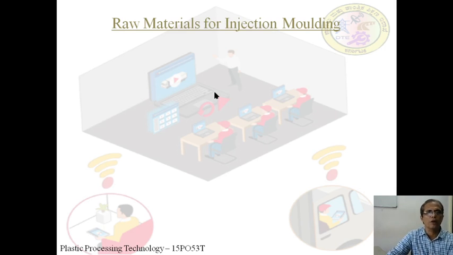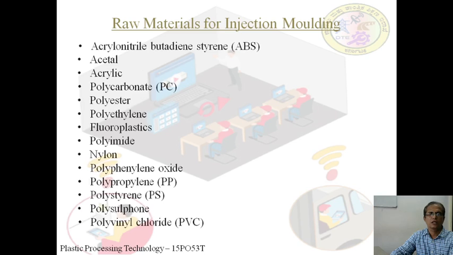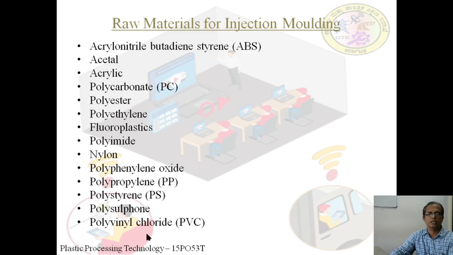Now, what are the raw materials you can make use of for this injection molding process? A list of materials is shown here. First is ABS. ABS stands for acrylonitrile butadiene styrene. Acetal polymer, acrylic polymer, polycarbonates, polyesters, polyethylene, fluoroplastics, polyamide, nylon, polyphenylene oxide, polyphenylene, polystyrene, polysulfone, polyvinyl chloride.